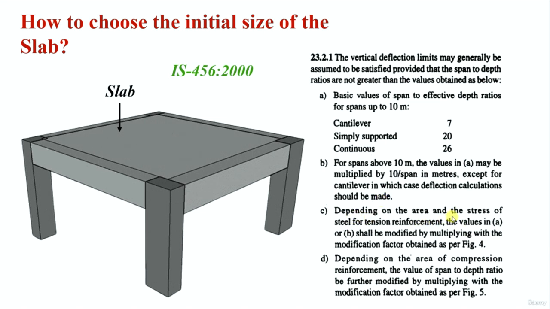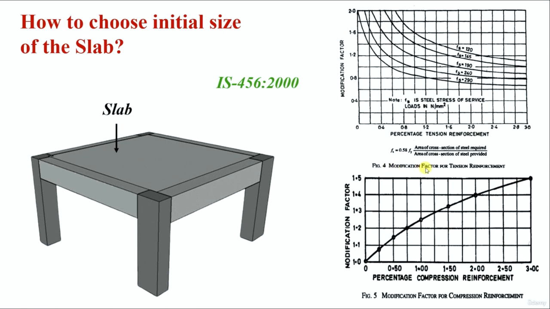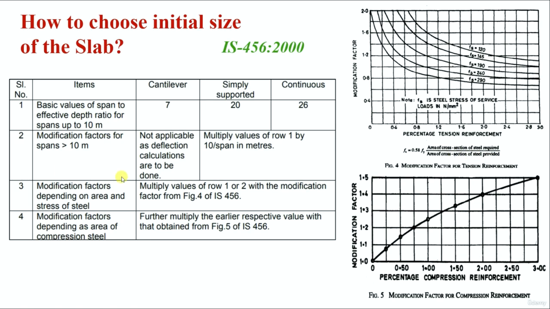Another one is, depending on the area and the stress of steel for tension reinforcement, the value in A or B shall be modified by multiplying with the modification factor as per figure number 4. So this is figure number 4, modification factor for tension reinforcement, and figure number 5 is the modification factor for compression reinforcement. So this formula we have to use: Fs is equal to 0.58 Fy into area of cross section of steel required divided by area of cross section of steel provided.